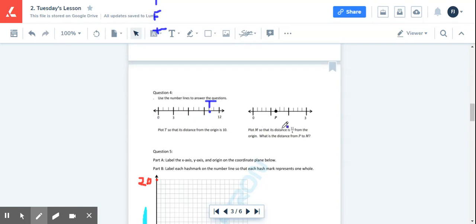Plot m so that its distance is 11/4 from the origin. What is the distance from P to M? We can see that our number line is divided into fourths. So the first thing that we're going to do is plot M. We know that 11/4 turned into a mixed number is going to be 2 and 3/4. So we're going to plot 2 and 3/4 on our number line.